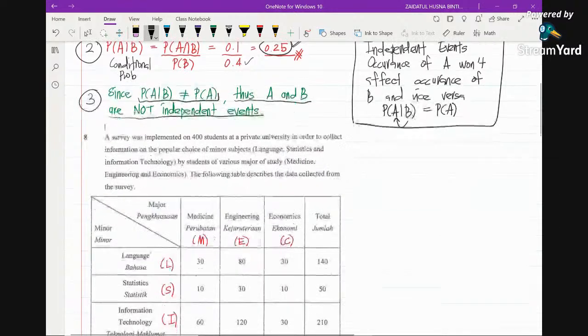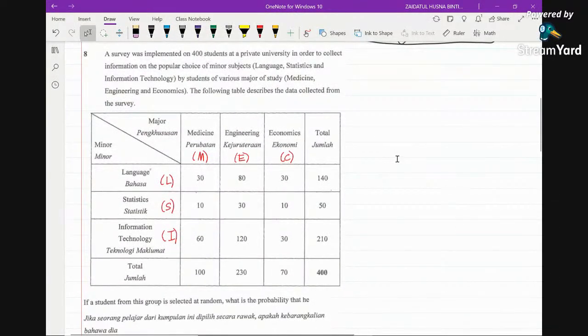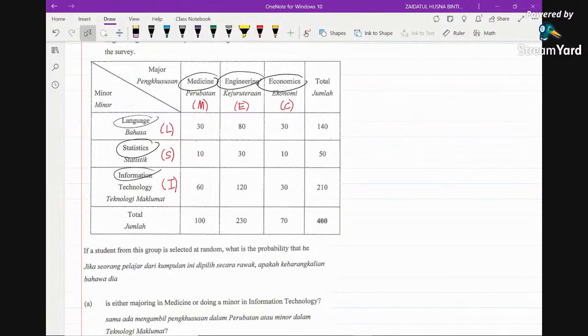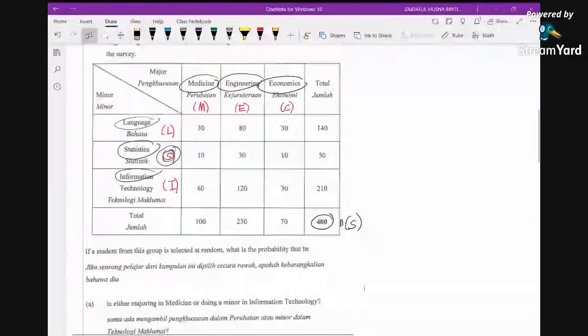Okay, then next. This question: a survey was implemented on 400 students at a private university. We have all the major courses and the minor courses. I use distinct letters to declare the events: M for medicine, E for engineering, C for economics, L for language, S for statistics, and I for information technology. It is better if you do not use S, because usually the letter S represents the sample space. You may choose any other letter, but since I have written S here, let's assume S here is for statistics, not the sample space.